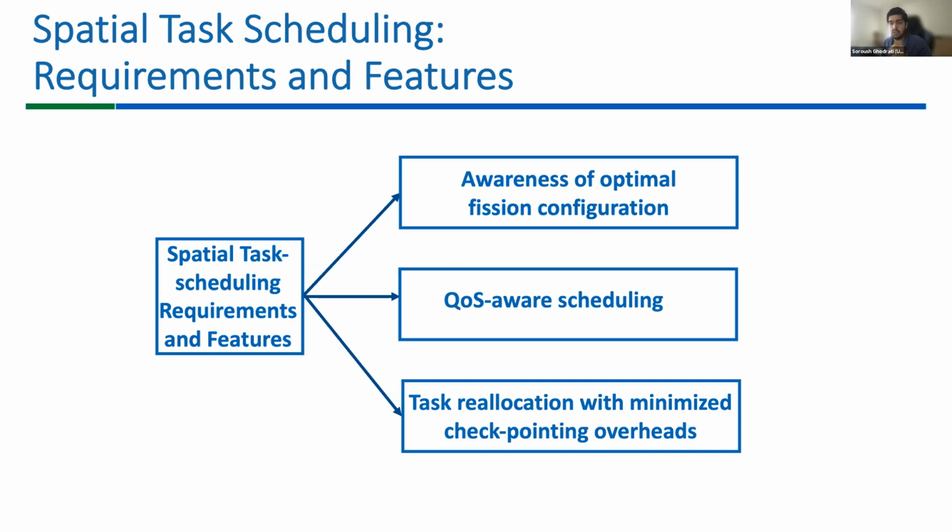Second, it is also quality of service aware to leverage the intrinsic slack time available in tasks' quality of service constraints during co-location to maximize throughput, while adhering to service level agreements. And finally, it allows the reallocation of the tasks to minimize checkpointing overheads.